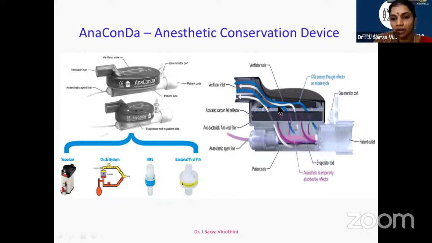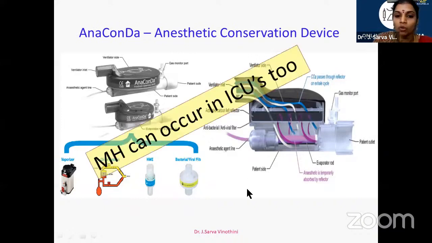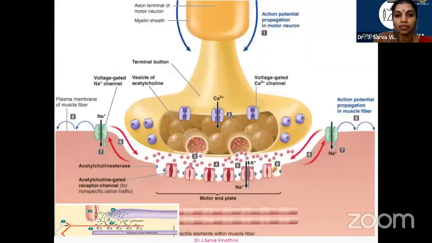So when the patient expires, the anesthetic molecules are trapped in that, and carbon dioxide is let out. When the patient again takes in a breath, the anesthetic agent is transferred from those molecules back to the patient. So this is used mainly to conserve the anesthetic agent, and this was devised to provide sedation in the ICUs. When we have started using inhalation agents to provide sedation in ICUs, we also have to know that malignant hyperthermia can also occur in ICUs. So this is the end of the lecture.